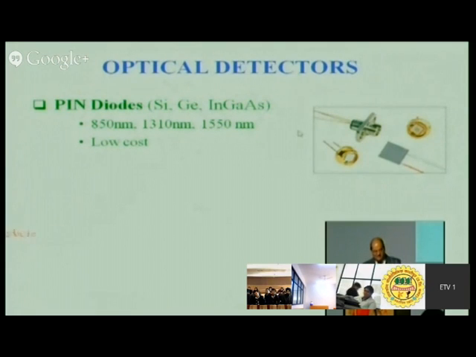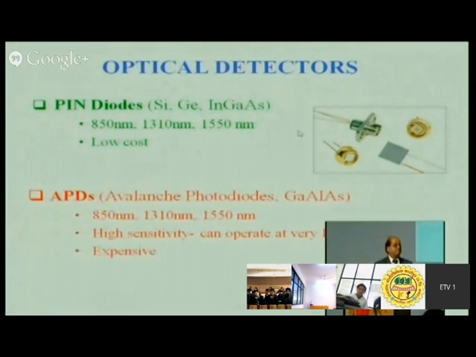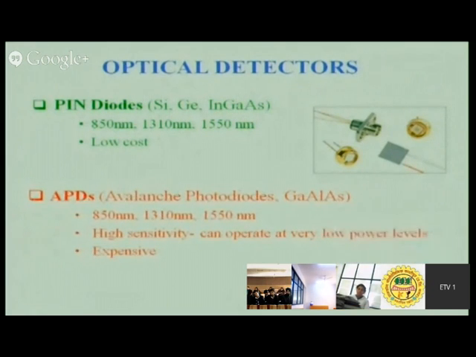On the other hand, I have the avalanche photodiode, APDs. They are made only from the alloy semiconductors, and they are available in all the windows. Of course, our detectors are very broad and cover a large span of the communication windows. They have a high sensitivity. They can operate at very low power levels, of the order of nanowatts, but they are expensive.